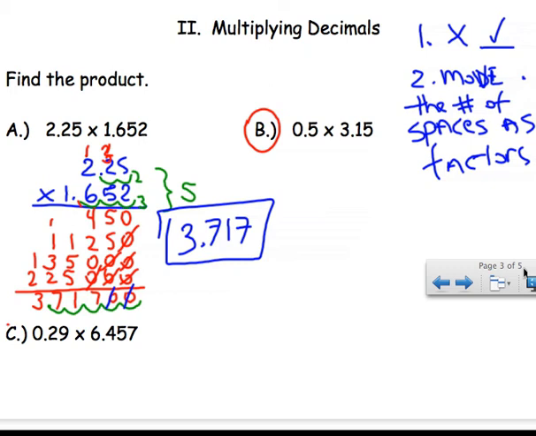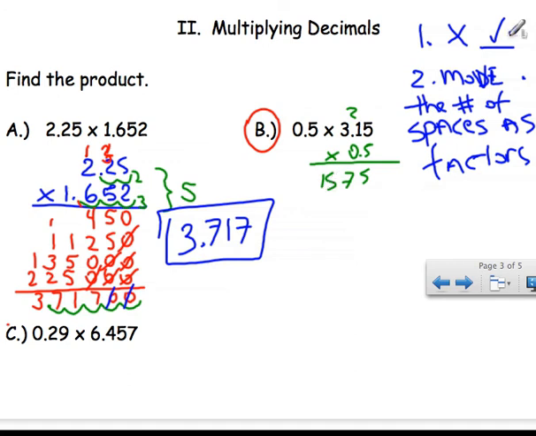Okay, you tried them, so now it's time to check your answer. If you multiplied 0.5 times 3 and 15 hundredths, your first step is to multiply, not needing to worry about where the decimals are lined up. I multiply 5 times 5 is 25. 5 times 1 is 5, plus 2 is 7. 5 times 3 is 15. I can just ignore multiplying by 0.